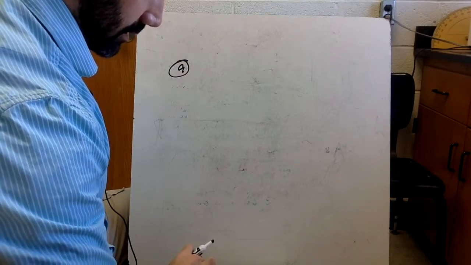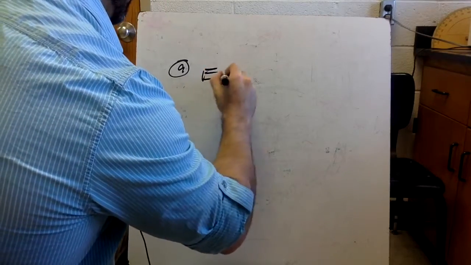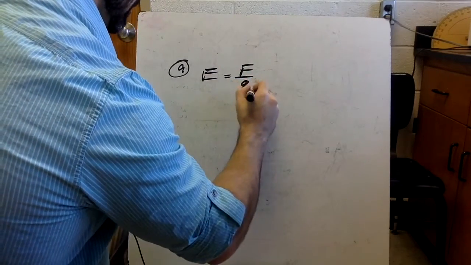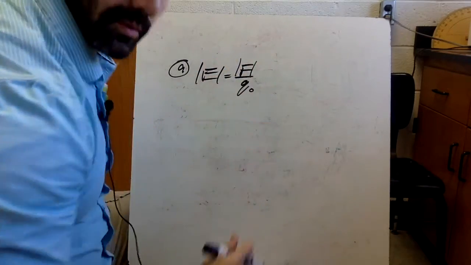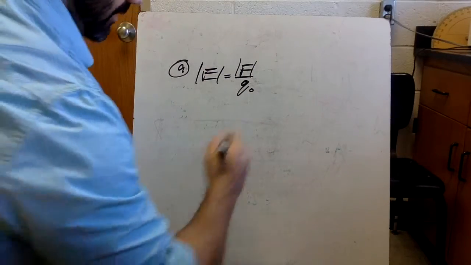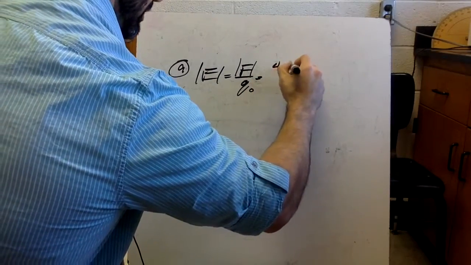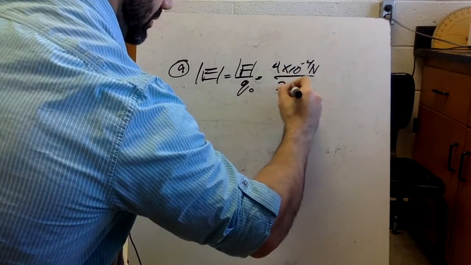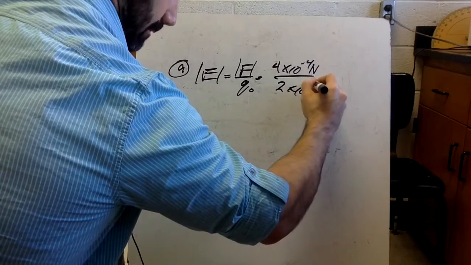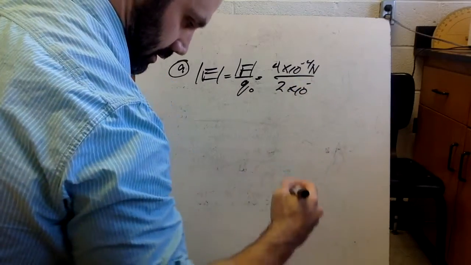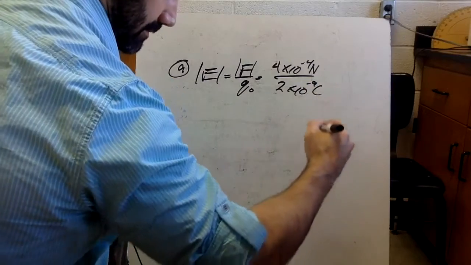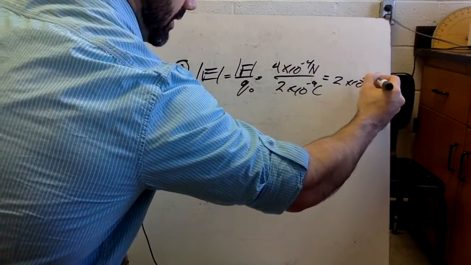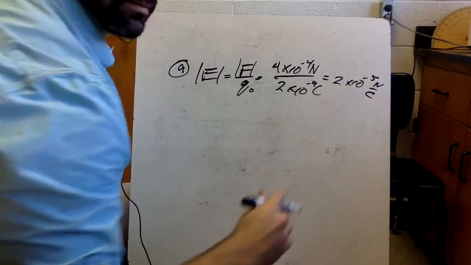All right, so we write E equals F over q naught. We're just going to deal in magnitudes for now. And so this is 4 times 10 to the negative 4th newtons over 2 times 10 to the negative 9th coulombs. And so we get 2 times 10 to the 5th newtons per coulomb.